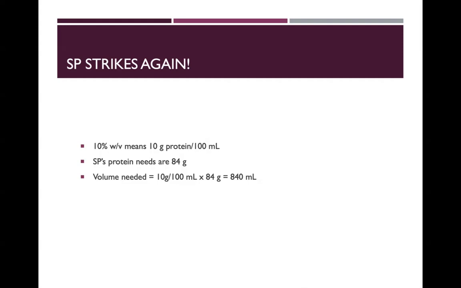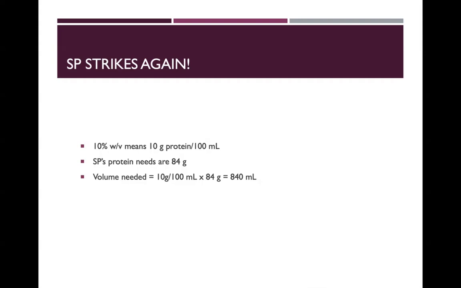Next, we'll talk about lipids, carbohydrates, and how much we're pouring into that imaginary bag. But for now, we figured out how much protein she needs. We're good so far? Question. Yes, sir. So it's 100 ml over 10 grams, then multiplied by 84, correct? It's not 10 over 100, it's 100 over 10. Then multiplied by 84, that gives you 840, correct?